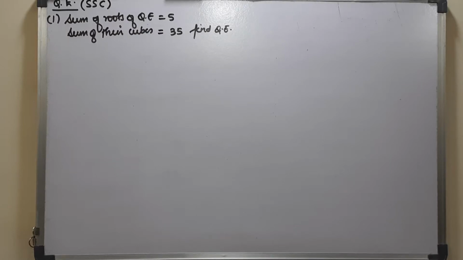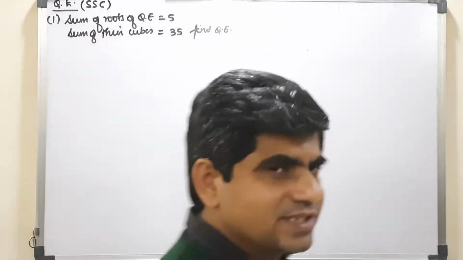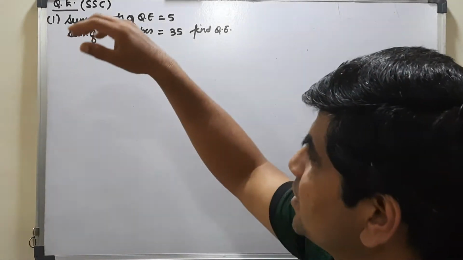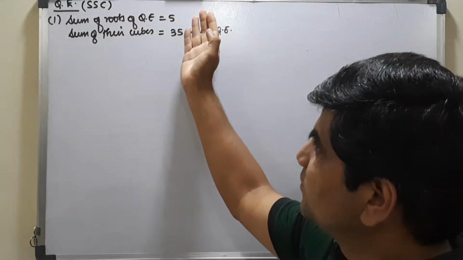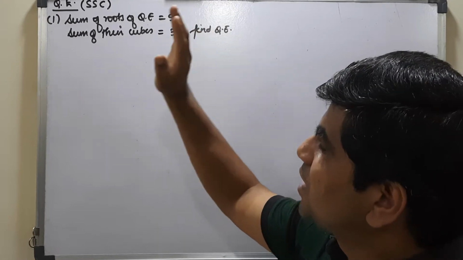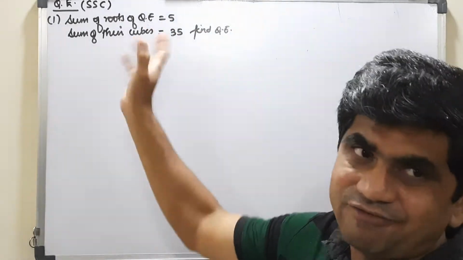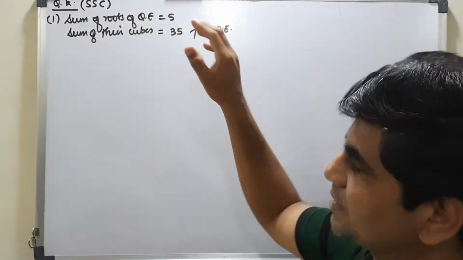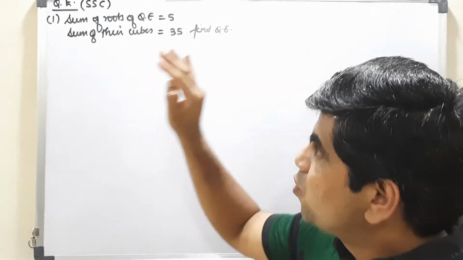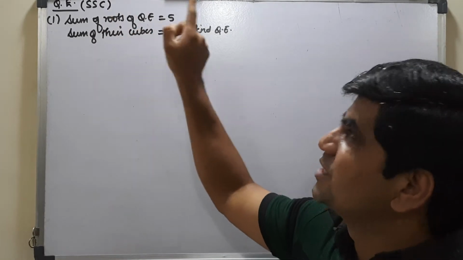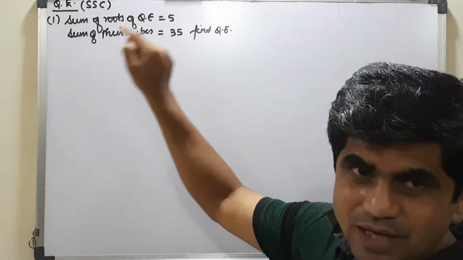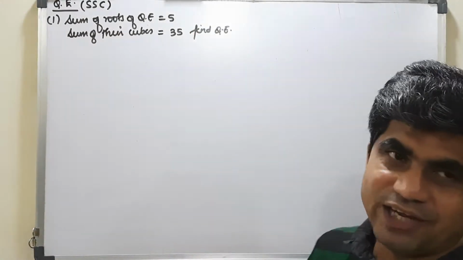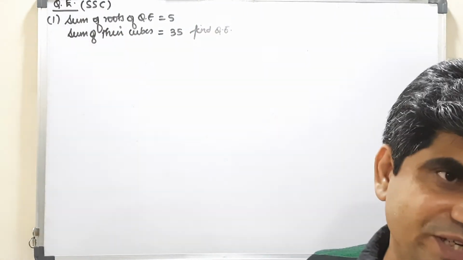Welcome back. I have written a question in a very short manner. The question says: the sum of roots of a quadratic equation is 5 and the sum of their cubes is 35. That is, there is a quadratic equation whose sum of roots is 5, and if you take the sum of their cubes it is 35, then what would be that quadratic equation?